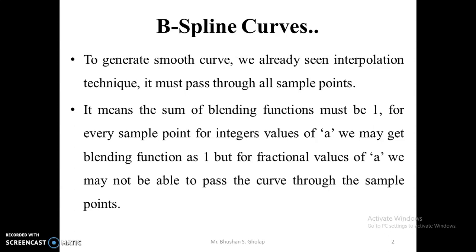We have already seen interpolation techniques to generate a smooth curve. It must pass through all sample points. It means the sum of blending functions must be 1 for every sample point. For integer values of a, we may get the blending function as 1, but for fractional values of a, we may not be able to pass the curve through the sample points.